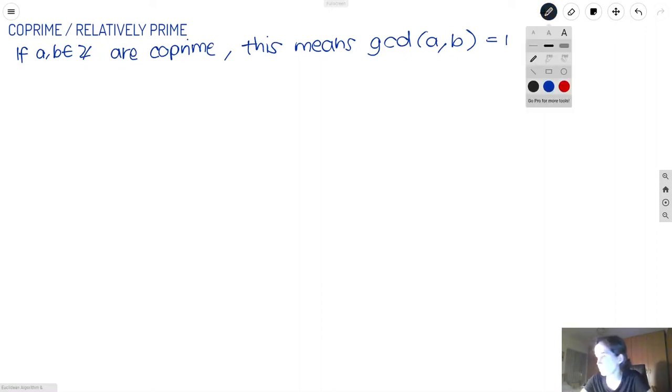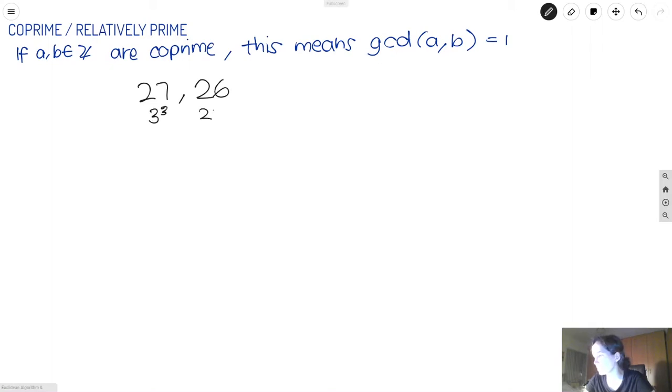An example would be 27 and 26. Since 27 is 3 to the power of 3, and 26 is 2 times 13, they share no common prime divisors. So the GCD of 27 and 26 is going to be equal to 1.